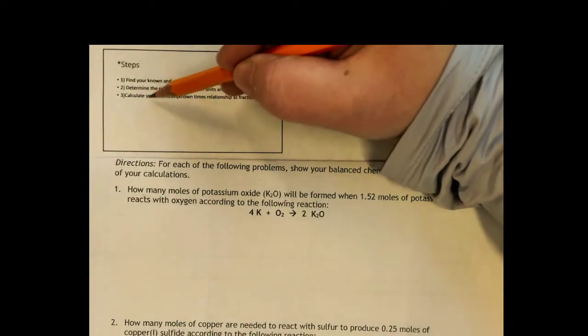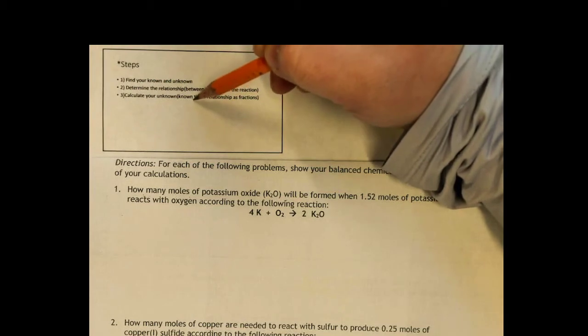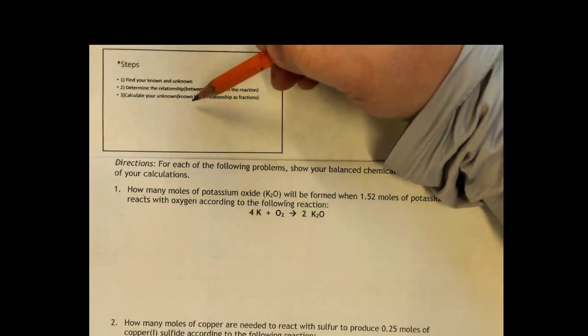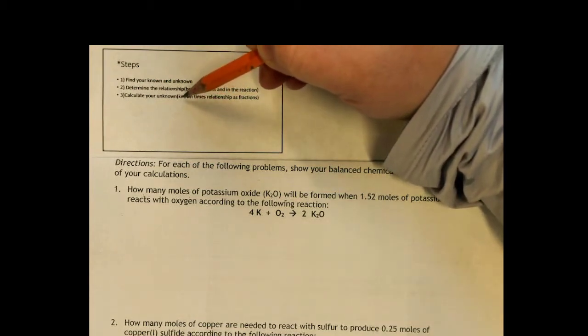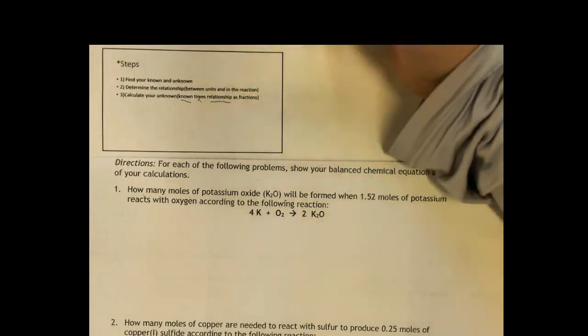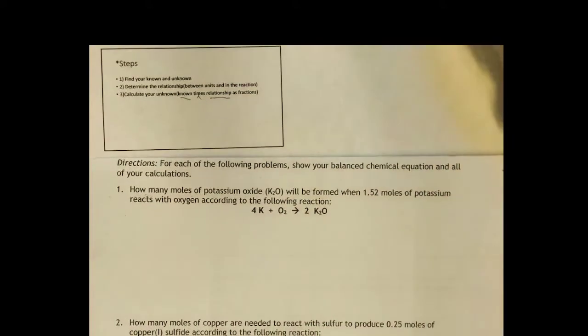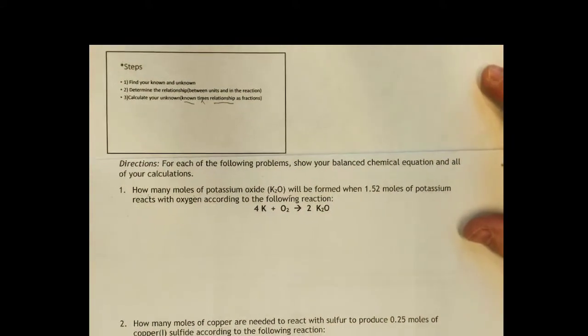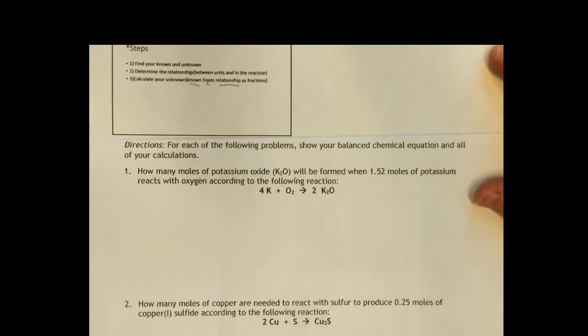Step 3 is to calculate for your unknown. This is still just like with our calculations where we converted from one type of unit to the next. You take your known times your relationship as a fraction. Let's get into this for the mole-to-mole calculation.